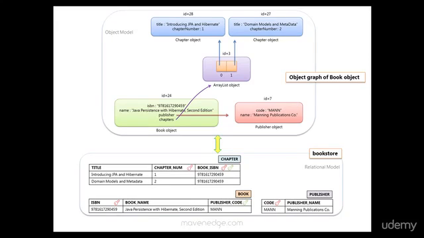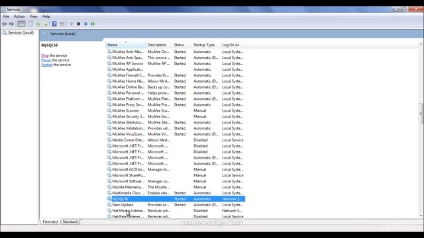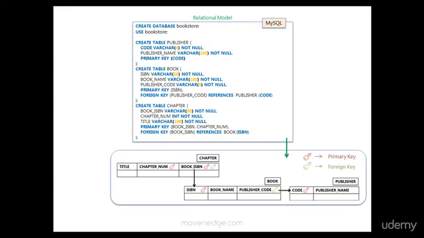Hi, in this session we'll be developing the same bookstore application that we used to understand object relational mapping. So let's get started, but before you do anything, you have to make sure that MySQL is running on your system. Then we're going to go ahead and create the database called bookstore and the three tables in it: the book table, publisher table, and the chapter table.